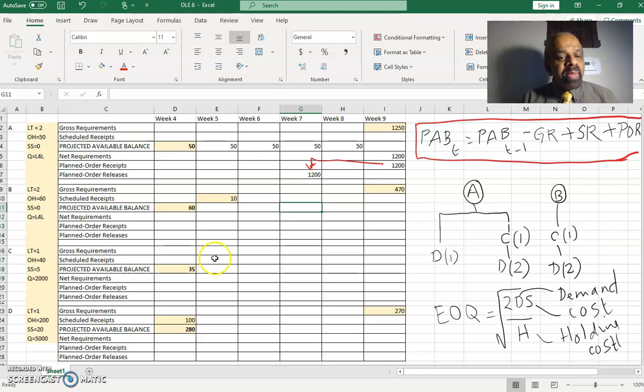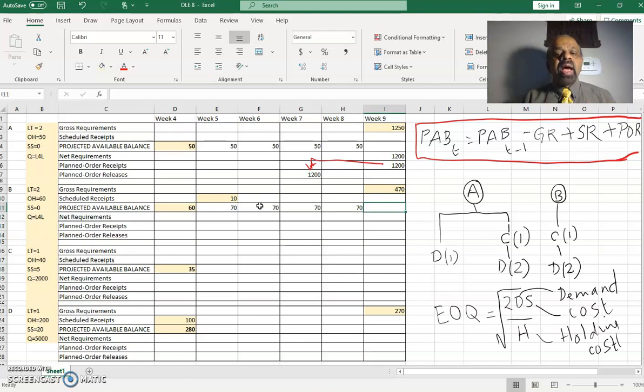Okay, let's do B. For B, we don't have any gross requirements here. My projected available balance is 60. What is my projected available balance for week 5? It's going to be 60, which is the PAB of t minus 1, minus the gross requirement, which is 0, plus scheduled receipts, I have 10, I'm going to add that, plus I'm not ordering anything, that is 0. So that becomes 70, and it'll be the same 70.